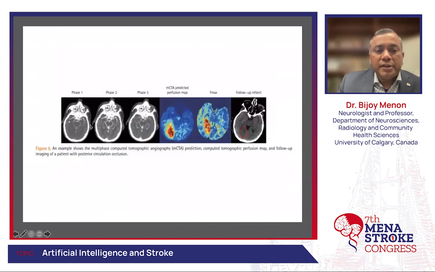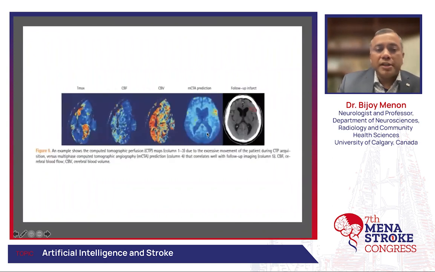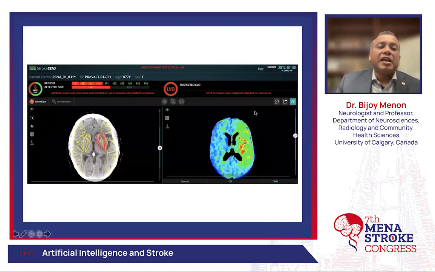Another example here, posterior circulation, the MCTA map, very similar to the CTP map, is able to pick up the perfusion lesion. And interestingly, the CTP, which is very motion prone, picks up the wrong lesion, but the MCTA, which is less motion prone, using AI and machine learning, picks up the right lesion here.